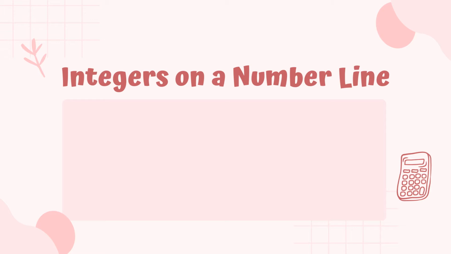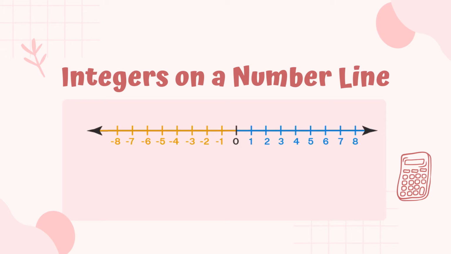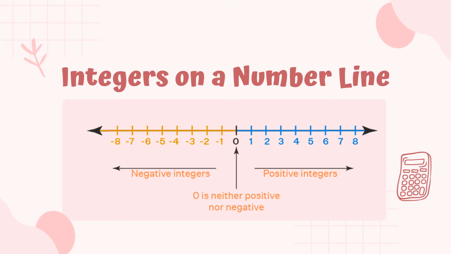So we can represent integers using a number line. If you recall, a number line contains a list of numbers. So we begin with 0. Notice that to the right of 0, yung mga nasa kanan po ng 0, which are colored in blue, are what we call positive integers. And to the left of 0, or naka-yellow po na color, are what we call negative integers. And of course, our 0 is neither positive nor negative.